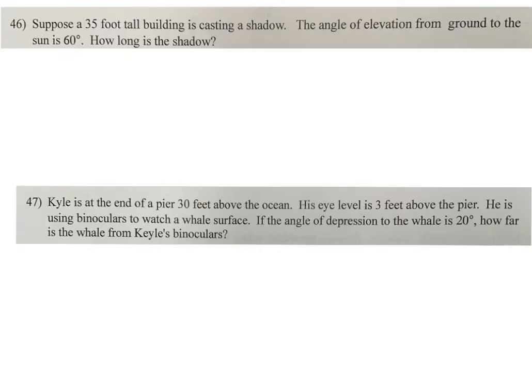So the first one we're going to look at says, suppose a 35-foot tall building is casting a shadow. The angle of elevation from ground to the sun is 60 degrees. How long is the shadow? For all of these, we are doing right angle trigonometry, unless you've moved to the law of sines and all that. But this one, we actually have everything we need. It is a tall building with a shadow. That is a right triangle. The assumption is that our building is not leaning. That would be bad. All right?